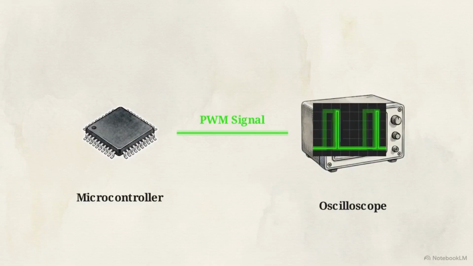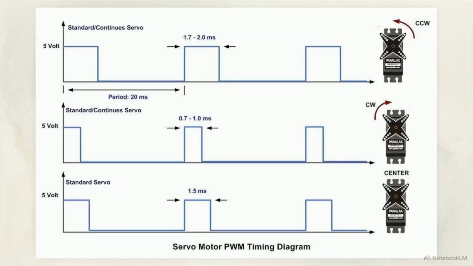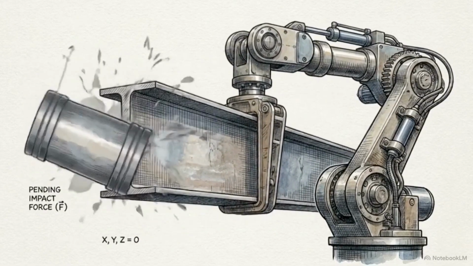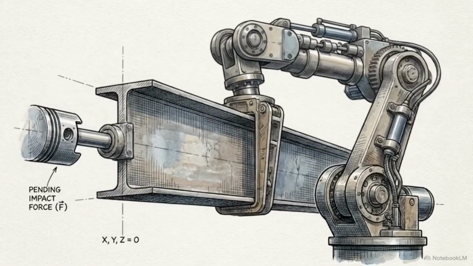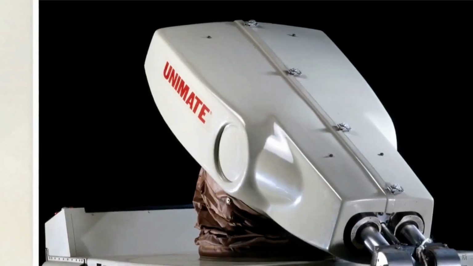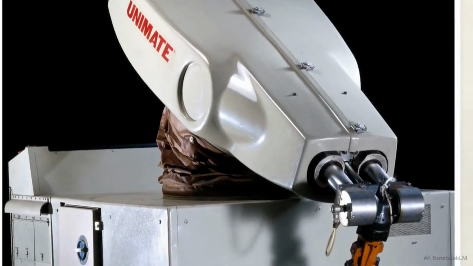This timing diagram illustrates the communication. The logic is read from the exact duration of the high pulse in milliseconds. A 1.5 millisecond pulse holds dead center. Shifting the duration to 1.0 or 2.0 milliseconds sweeps the motor to its extremes. Because closed-loop servos actively hunt for a zero-error state, they will violently fight against any physical disturbance that pushes them out of position. This self-correcting rigidity establishes them as the standard for dynamic robotics.